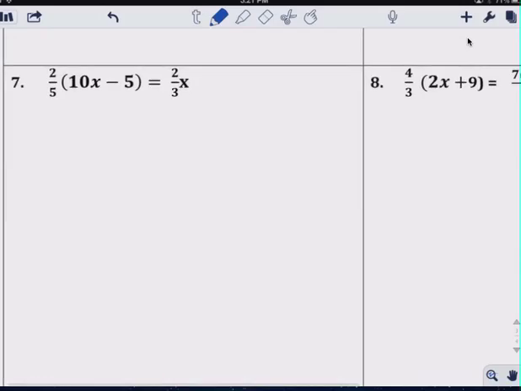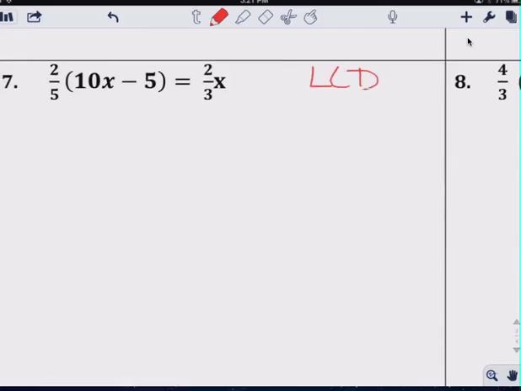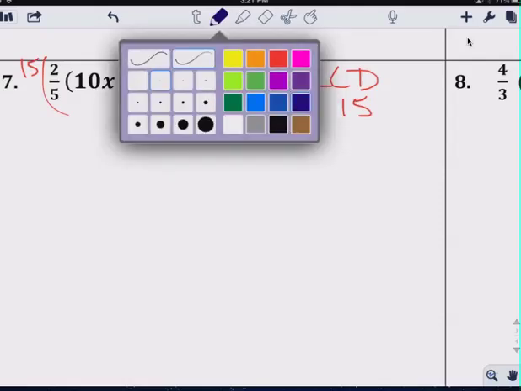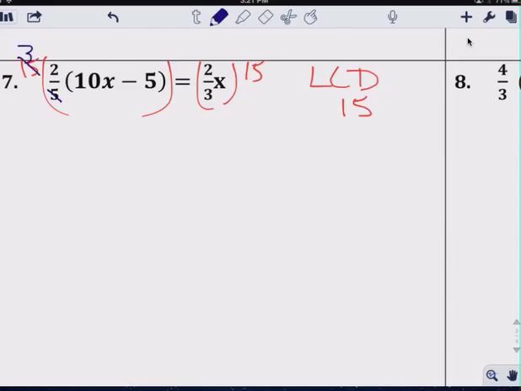Okay, number 7. What's the least common denominator? 15. Least common denominator is 15. Okay, times this by 15, times this term by 15. Okay, cross cancel. I'll use blue here. That's 3. Okay, you just multiply to the outside only, right? That gives you 6, parentheses, 10x minus 5 equals to cross cancel. That gives you 5. 5 times 2 is 10x. Okay?